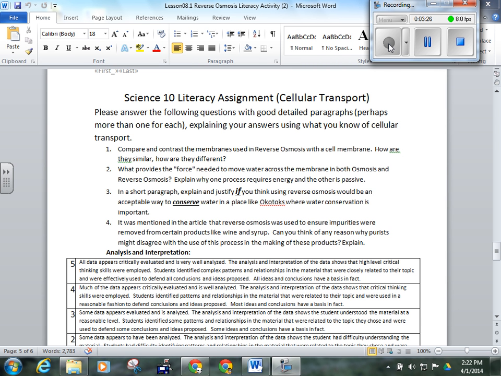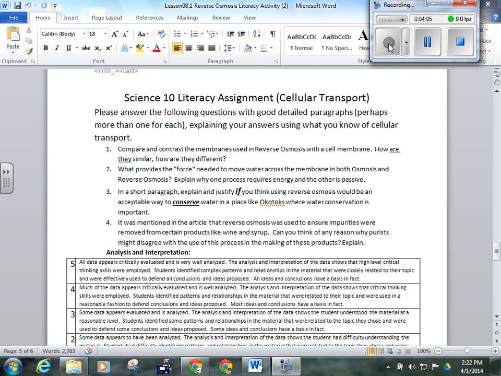So, what we're looking at here, things that we want to be able to pick out of this article: we want to be able to compare and contrast. That means find the similarities and differences of the membranes used in reverse osmosis and a cell membrane. So we should probably be looking for information in there that tells us what they're both made out of and what they both do. How are they similar? How are they different? That's one of the things we should be looking for as we read through that. The second thing we should be looking for: what provides the force needed to move water across the membrane in both osmosis and reverse osmosis.